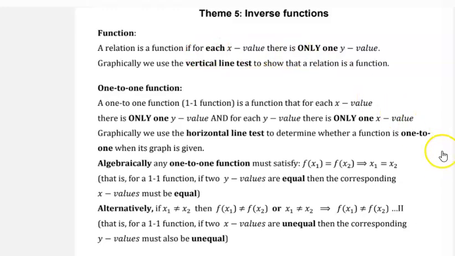In this video we will look at inverse functions. We have first a function, and then we know we have a one-to-one function, where we can test whether it's a one-to-one function, and from there onwards I can find the inverse of any one-to-one function. So this page is again just a summary of the theory of one-to-one functions.